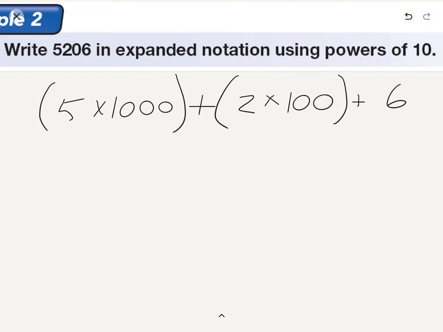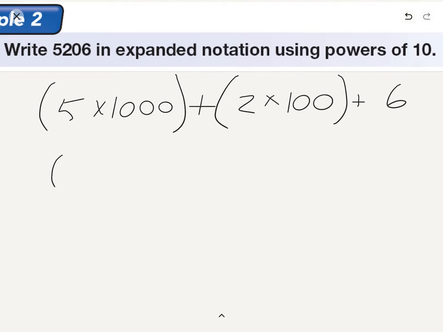So how do you think we would write this if we were using exponents instead of zeros here? What do you think? How could we rewrite this in a more elegant way? I mean, imagine if this was like 520,000. That ended up being a lot of zeros, right?